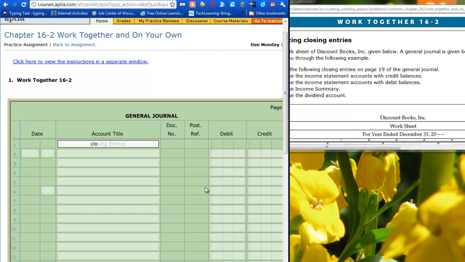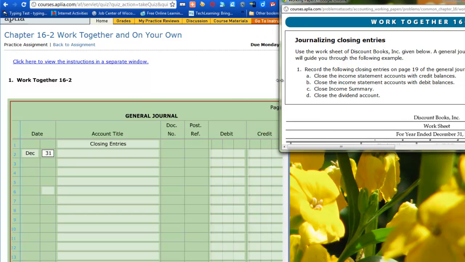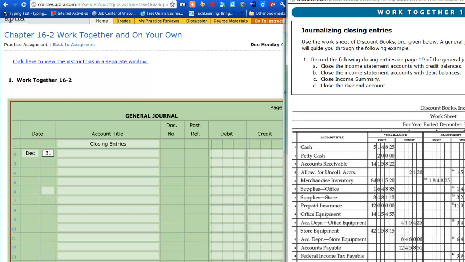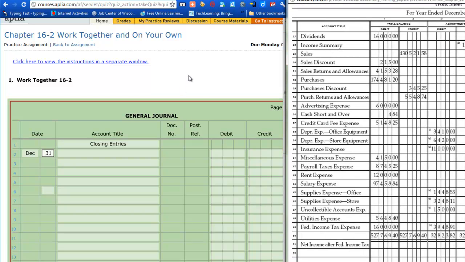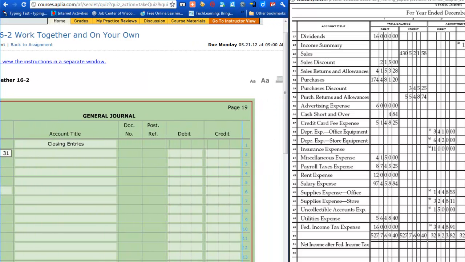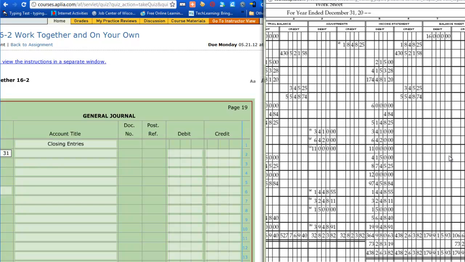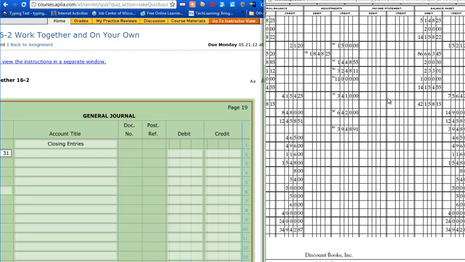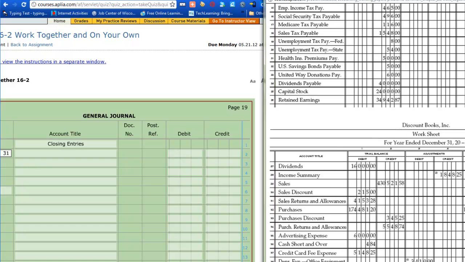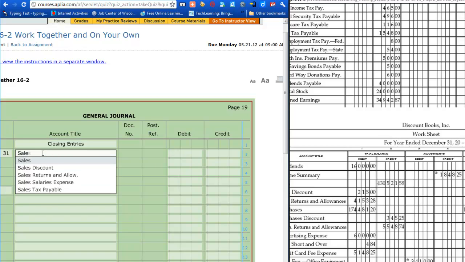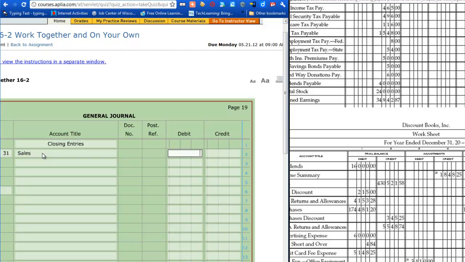We do not have source documents for closing entries because we are going to put the words closing entry at the top, and we are doing this as the last day of the fiscal period. So what I need to do, looking at my income statement columns, I don't have anything on the very first page of my worksheet, but I do on the second. My first one that has a balance is going to be income summary, but am I using that one? No. So I have to go down to the next one, which is going to be my sales. So I'm going to put in sales, and sales needs to be debited $430,521.58.